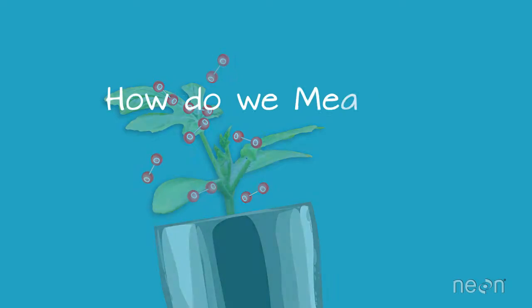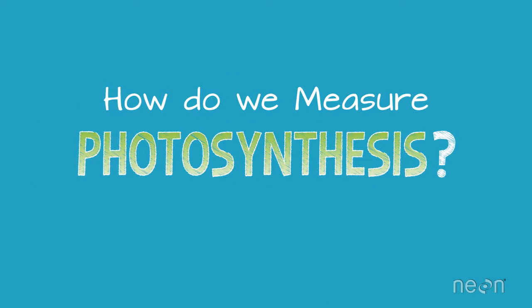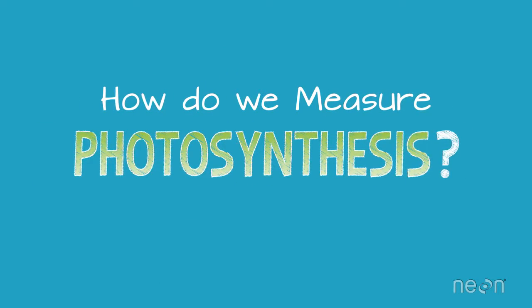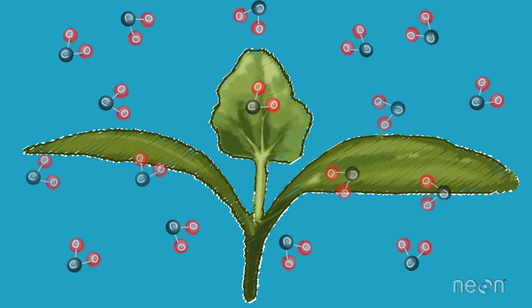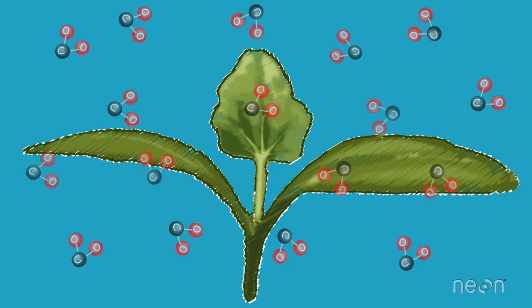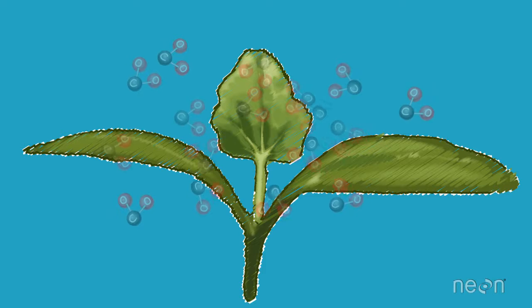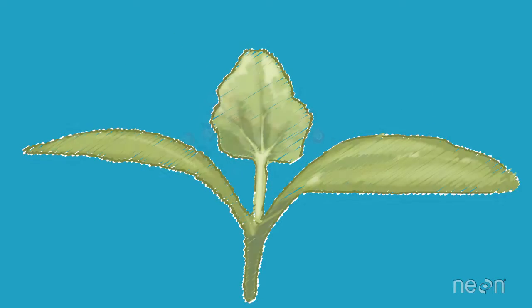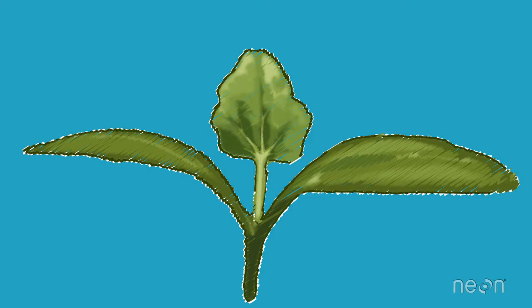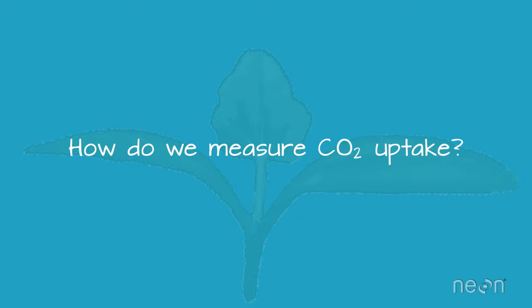And if that's not important enough, through photosynthesis, plants also provide clean air for us to breathe. But how do we actually measure photosynthesis? Well, one way to measure photosynthesis is to measure how much CO2 plant leaves absorb. Because we know that a plant that is actively absorbing CO2 is also performing photosynthesis. But how do we actually measure CO2 uptake by a plant?